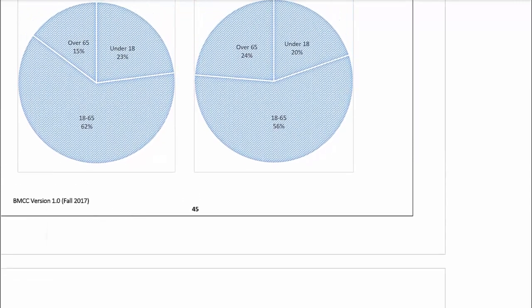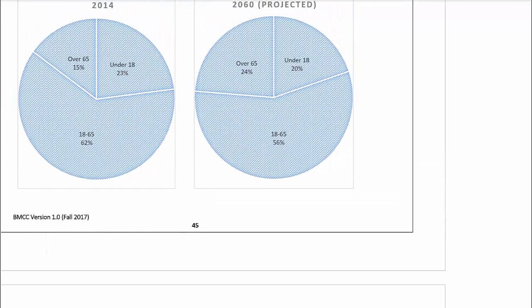All right, so here's the picture. Okay, so let's review. Well, looking at the chart, it looks like the older population, the over 65, is going to rise.